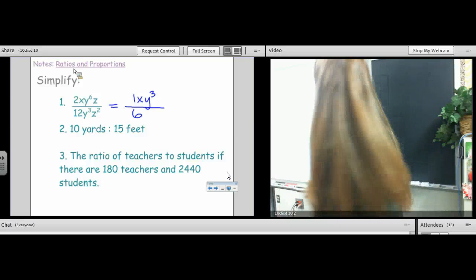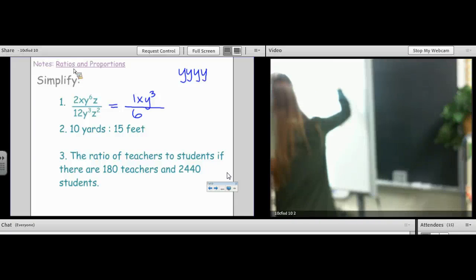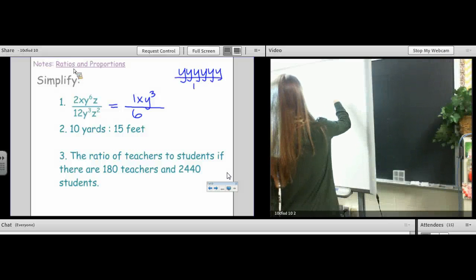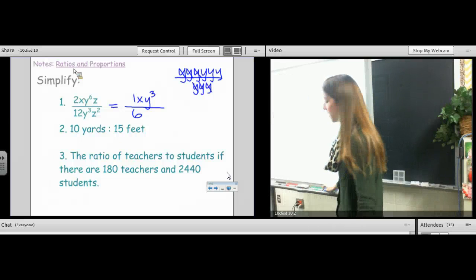If you ever forget what to do, then just do 1, 2, 3, 4, 5, 6 over 1, 2, 3, and you'll remember, oh, that's how that works. And you're left with 3 y's in the numerator.